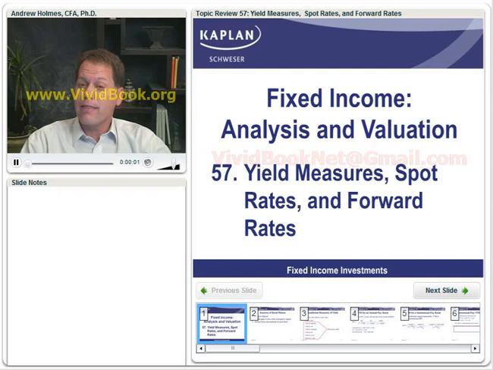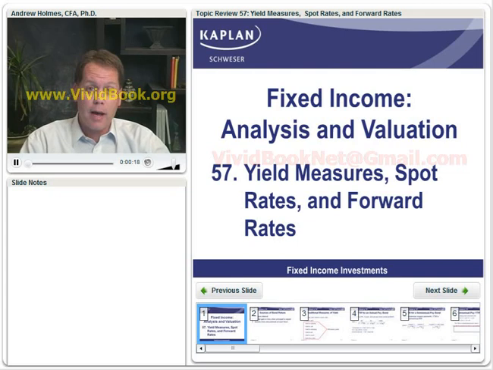Rates. I think that most level 1 candidates find this reading a little more challenging than most of the other readings in the fixed income material. The stuff here is not particularly difficult, but there's lots of exponents and that sort of thing, especially when we're dealing with forward rates and spot rates.